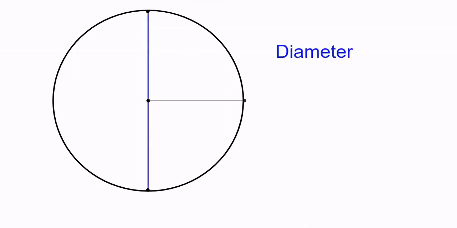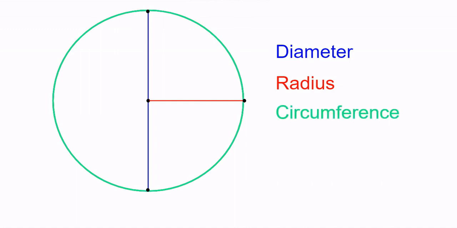And now let's consider this line over here that goes from the center of the circle to the edge of the circle, or any place on the perimeter of the circle, is known as the radius. And then the outline of the circle is known as the circumference. Now this line right here that goes from a point on the circumference to another point on the circumference is known as a chord. Now one thing to note is that radius is always half of the diameter.